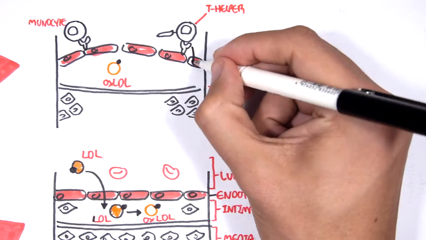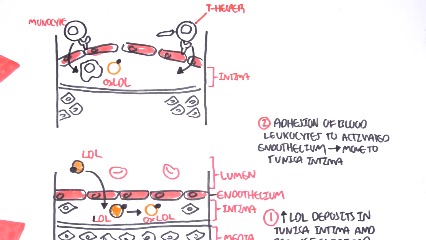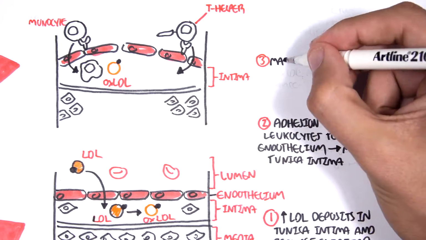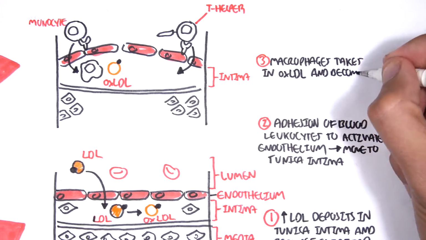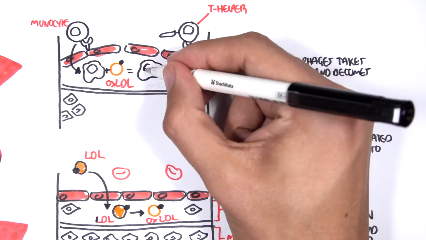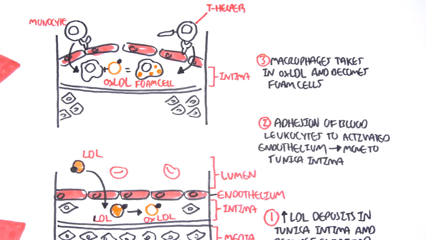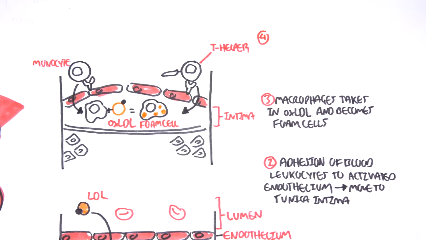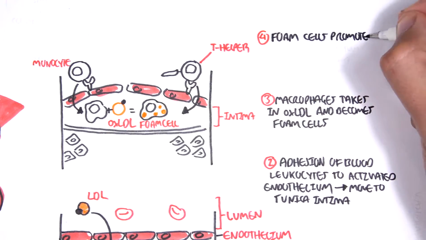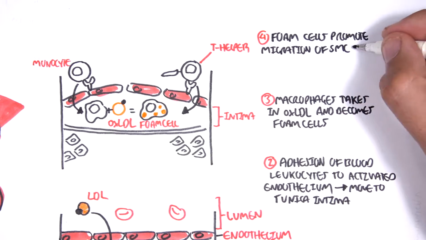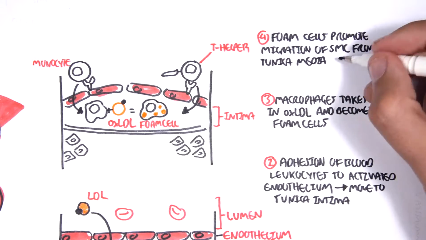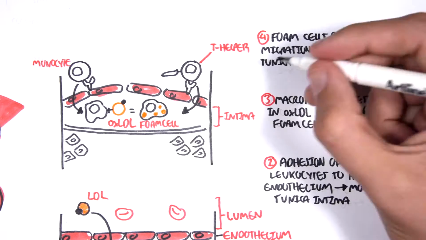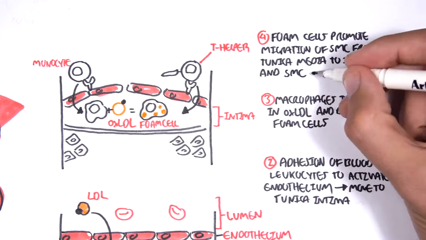When monocytes move into the tunica intima, they will become macrophages. And macrophages will then take up these oxidized LDLs and then become foam cells. The foam cells are key in atherosclerosis. Foam cells do many things, one of which is that it promotes migration of smooth muscle cells, SMC, from the tunica media into the tunica intima, and also promotes smooth muscle cell proliferation.